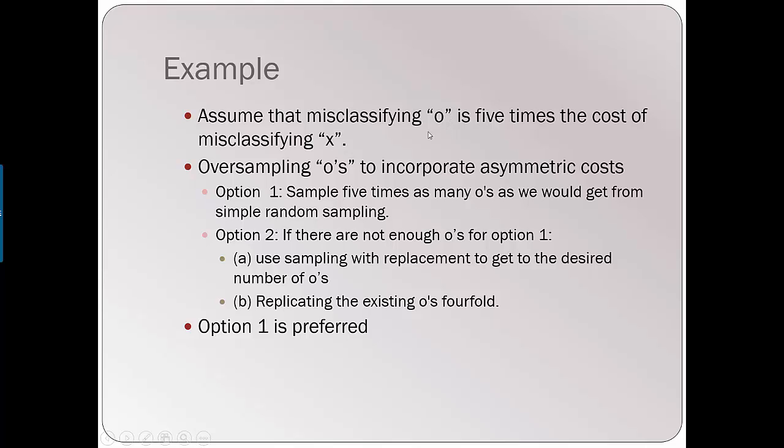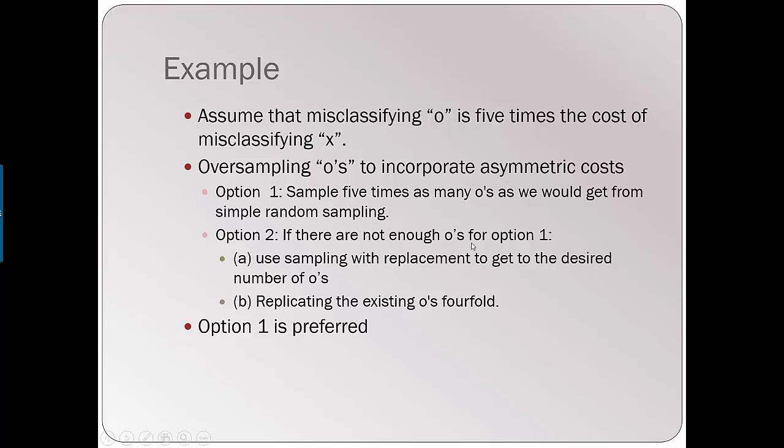Okay. So assume that misclassifying O, okay, so now asymmetric cost comes in. Cost of misclassifying O is 5 times the cost of misclassifying X's. So now you're going to oversample. All right. So the previous case was oversampling rare events. So now we can apply the same concept of oversampling when you have asymmetric costs. So if O is 5 times more costly when misclassified than X's, then you oversample the O's to incorporate asymmetric costs. So sample 5 times as many O's as we would to get the simple random sample.